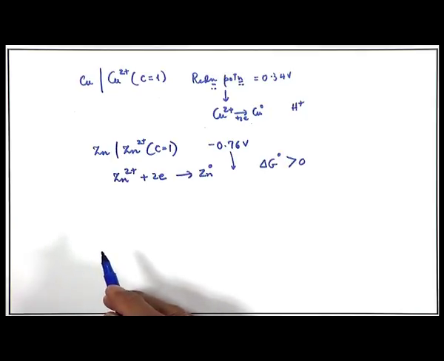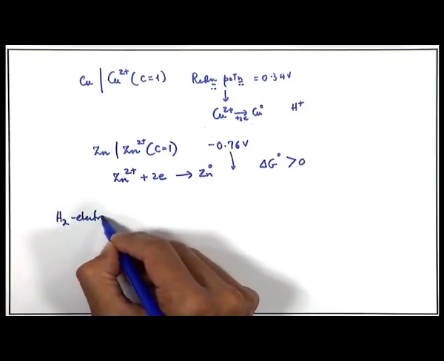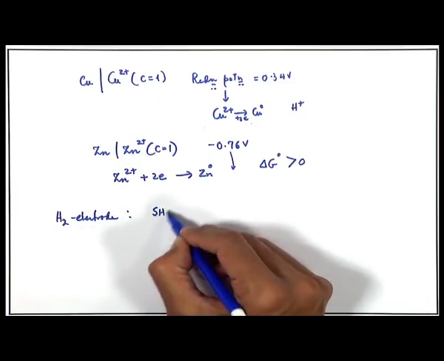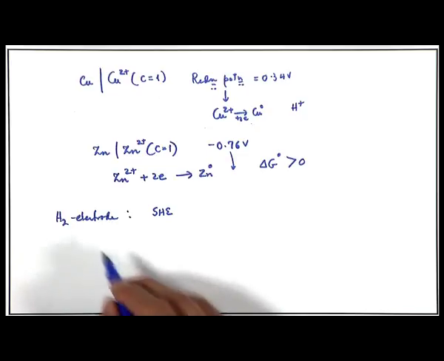Now we will come to some examples of different types of electrodes. One example is the hydrogen electrode, H2 electrode. The hydrogen electrode is basically the standard hydrogen electrode, or maybe a simple hydrogen electrode. Or, for example, a chlorine electrode, or maybe a bromine electrode.